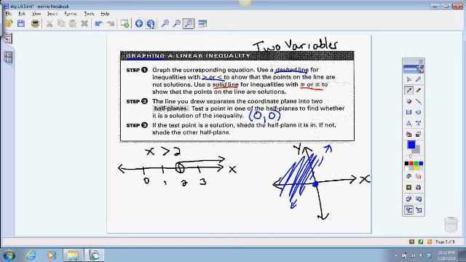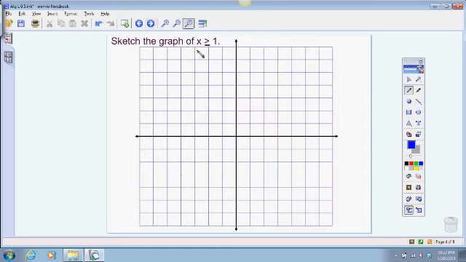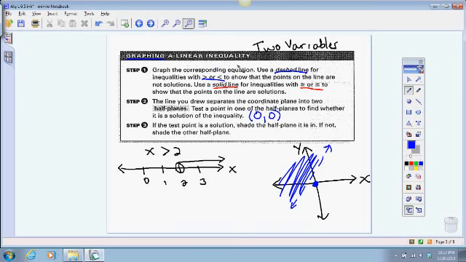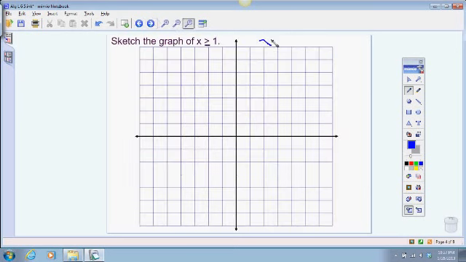So let's look at an example. This says sketch the graph of x is greater than or equal to 1. Graph the corresponding equation. What that means is graph x equals 1. So on our x-axis, x equals 1 right here. But we're graphing a line.